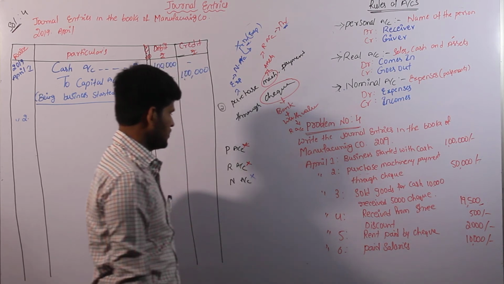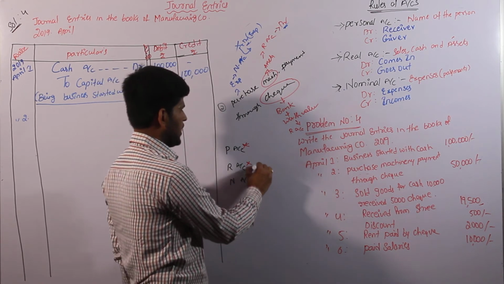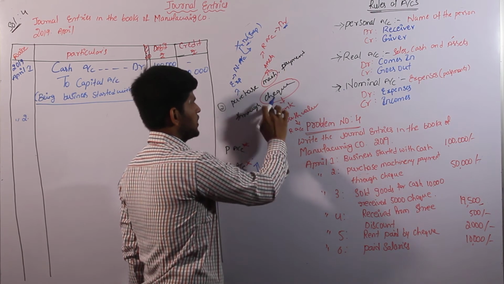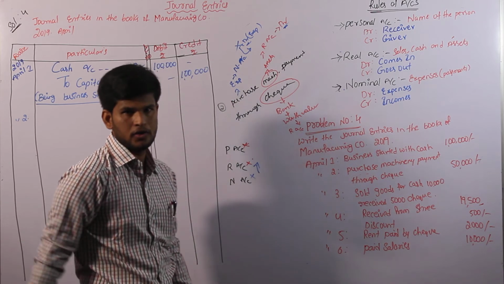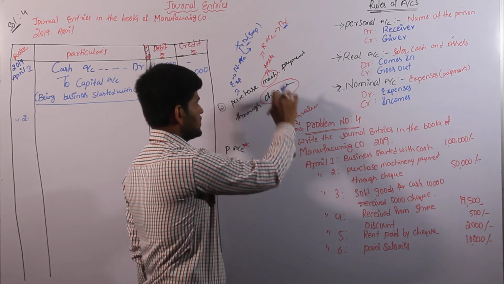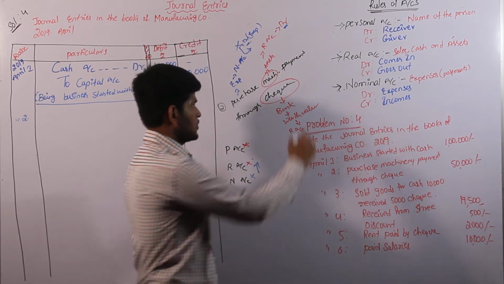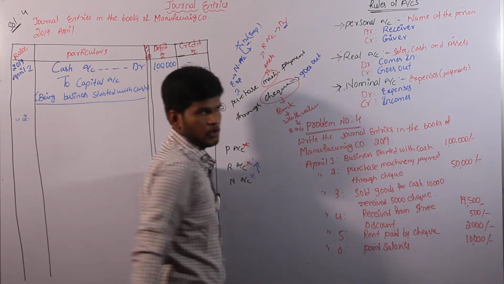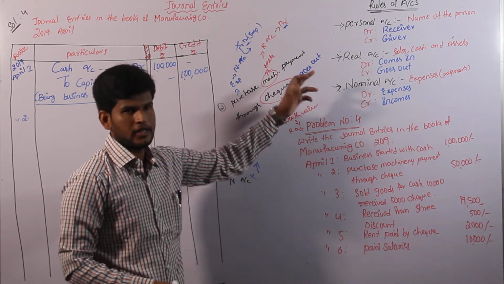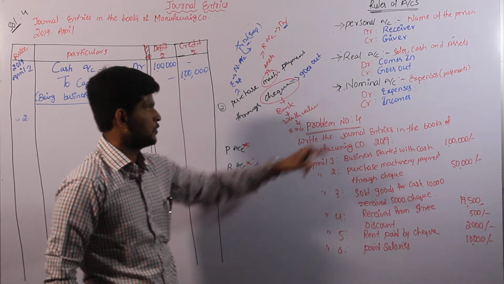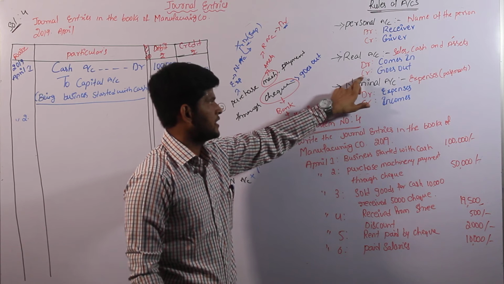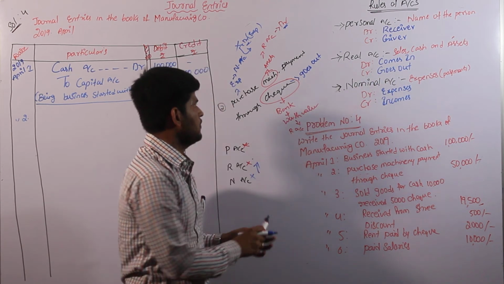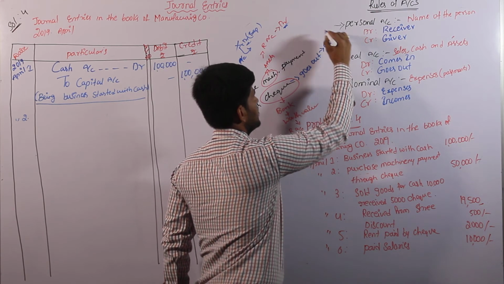Coming to the nominal account again, sorry, it is already completed. Again come back to the real account. Purchase machinery, payment through check. Payment is nothing but it also goes out. We are paying cash in terms of a check to the person, so the check goes out. Again we have to remember that what goes out is on the credit side of real account. We have to indicate it as the credit one.